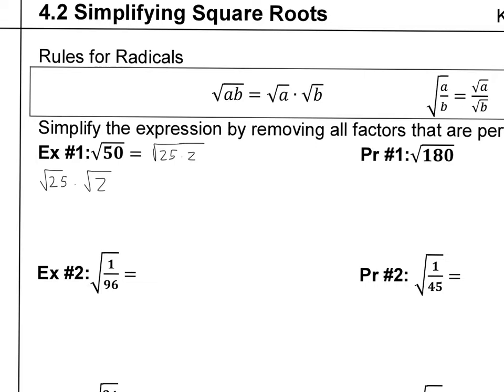And you cannot take the square root of 2 without getting some weird decimal. But the square root of 25 you can do. And so this equals 5 square root 2, or 5 rad 2. Okay, pretty simple. I just pulled out the biggest perfect square I could find. I want you guys to do the same thing with practice 1. Go ahead and pause the video and give it a shot.